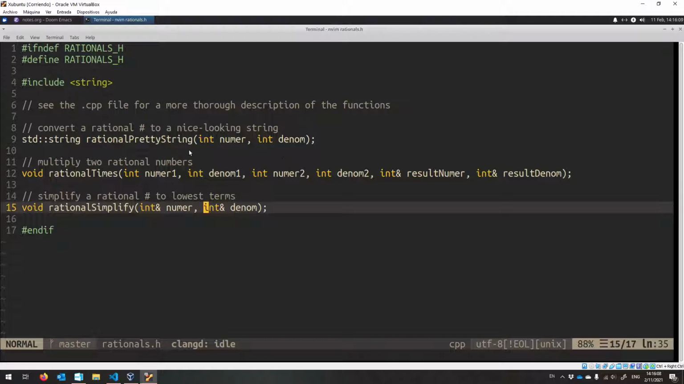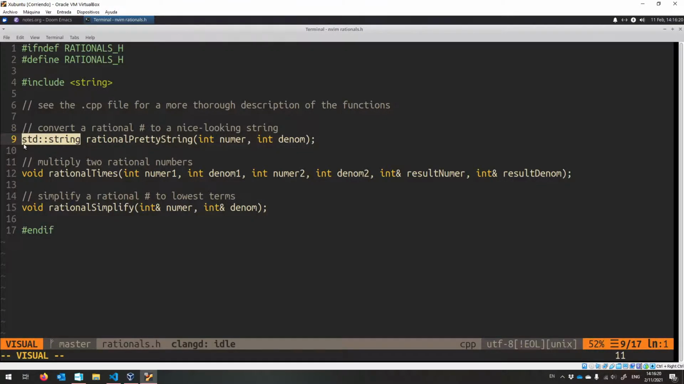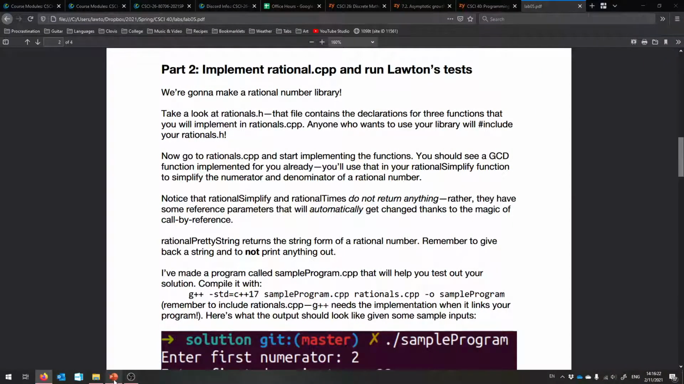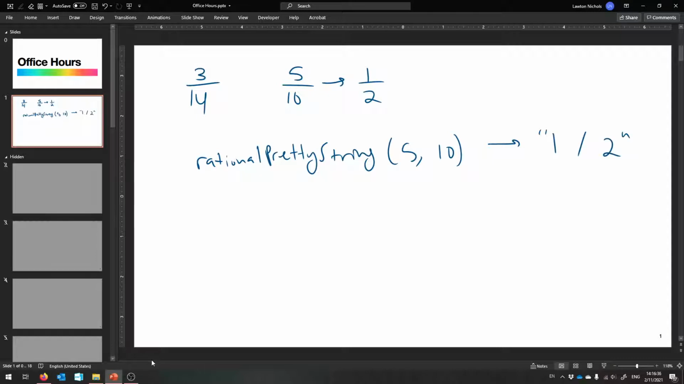Okay, so these are the 3 functions that you're going to write. Rational pretty string, which is going to take a rational number represented by a numerator and a denominator, and give back a string form that looks all nice and pretty. Like rational pretty string of 5 over 10 should give back the string 1 over 2 with some cool spaces and things like that. Okay, so that's what that function is going to eventually do. It will simplify the fraction.